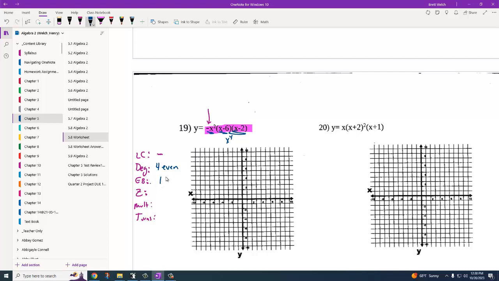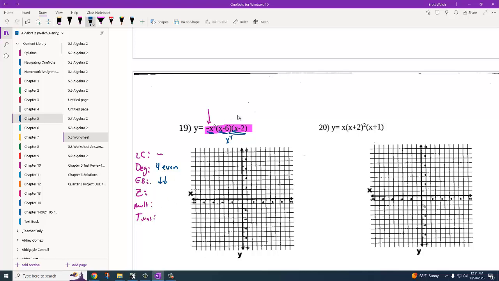This tells me a lot about my arrows for my end behavior. Because the leading coefficient is negative, my right arrow is down. If the leading coefficient is positive, the right arrow is up, just like when we were doing the equation building. If it is even, the left arrow matches. If it's odd, the left arrow is opposite. So here the left arrow will match. So I'm going to have 2 down arrows.